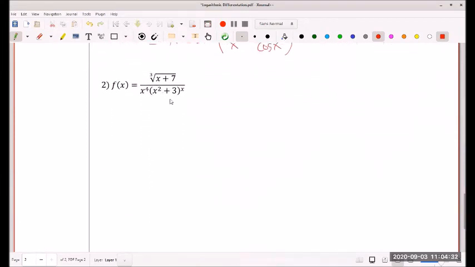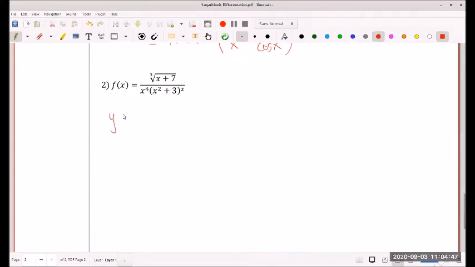Okay, this is a function that's a little more complicated. We would have to use a combination of product rule for differentiation, the quotient rule, the power rule, all those things. So fairly complex, lots of terms. So let's go ahead and use logarithmic differentiation.